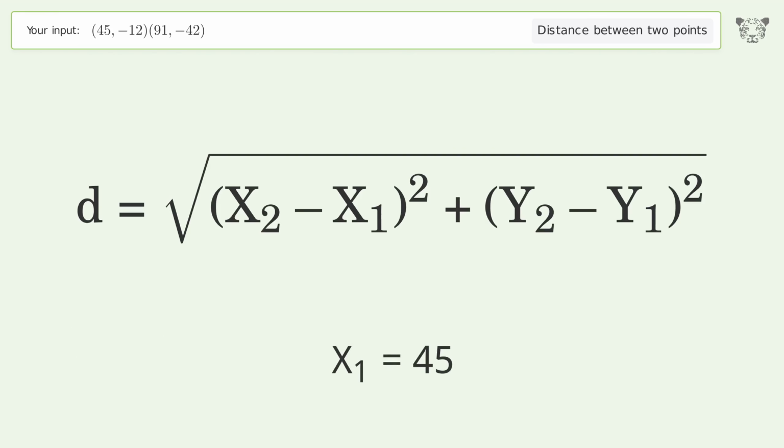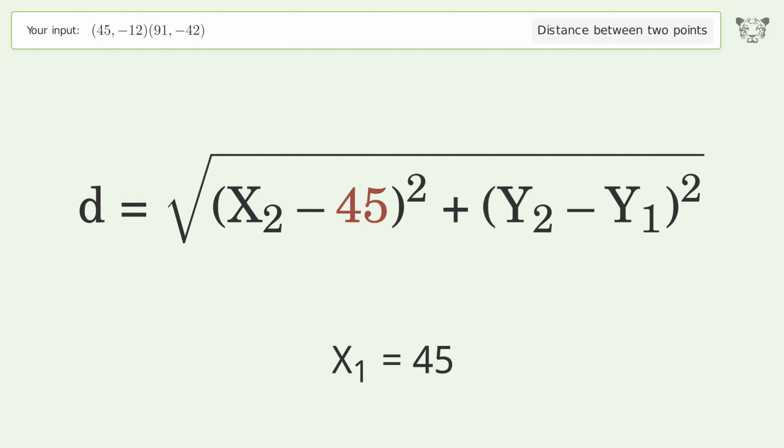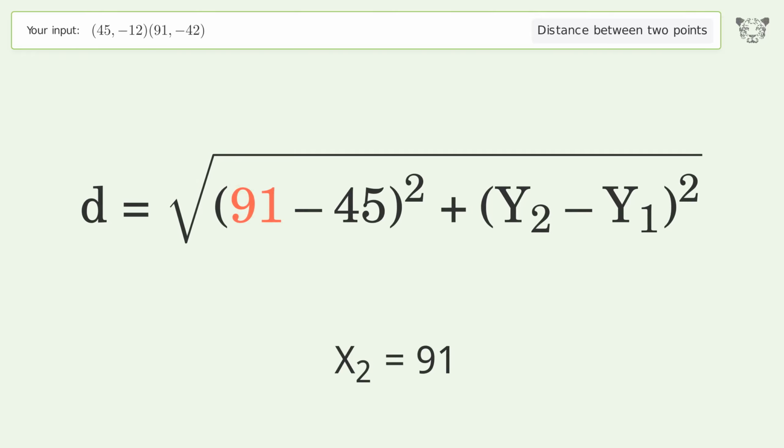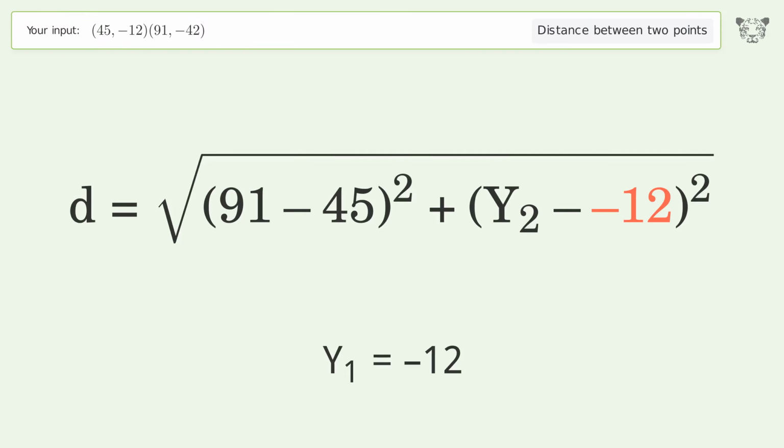x1 equals 45. x2 equals 91. y1 equals -12. y2 equals -42.